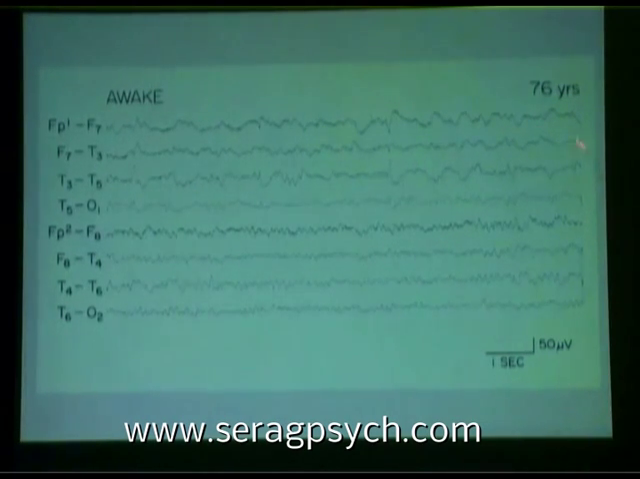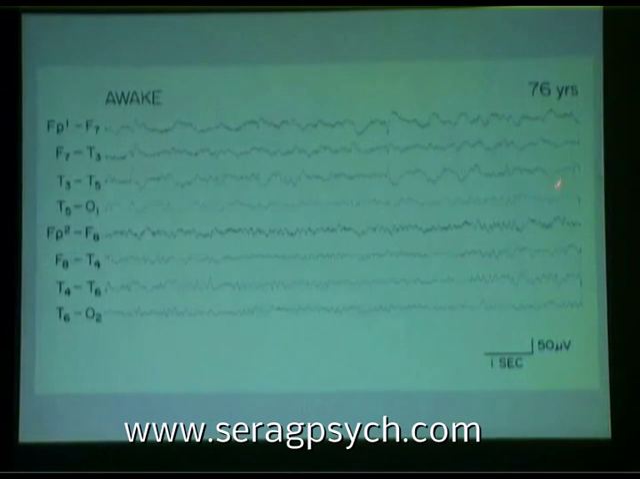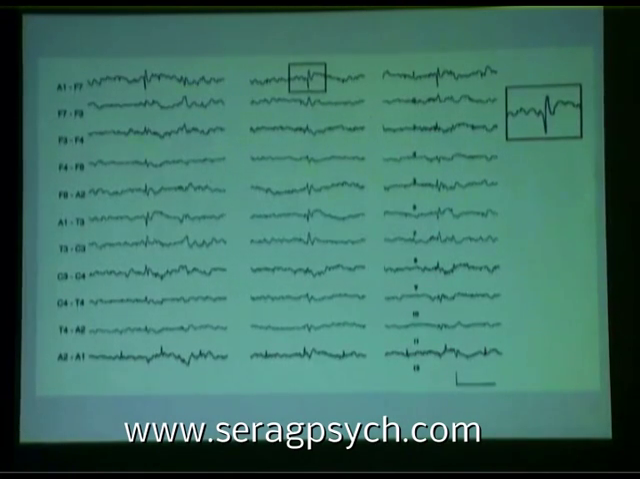But this isn't normal for any age, right? This delta activity, and notice the spikes in there as well, okay? So next, please. Now, I mentioned small, sharp spikes.